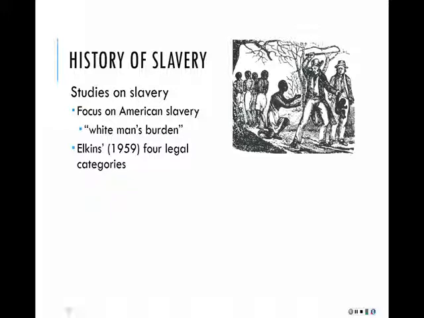Elkins in 1959 wrote a piece where he discusses four major legal categories which define the status of the American slave. And first there was the terms of servitude. For the American slave, it was for life, and it passed on to all the descendants. A second category is the marriage and the family. In the mid-19th century, this meant that for the purpose of upholding ownership rights, slaves were denied the traditional securities and assurances of family life, and no marriage was actually recognized by the law.